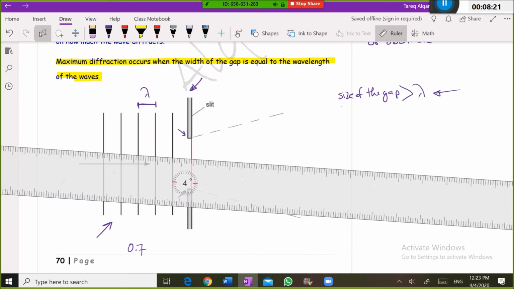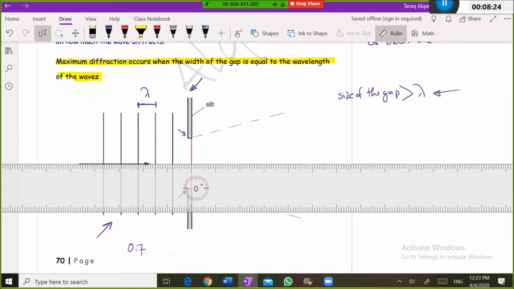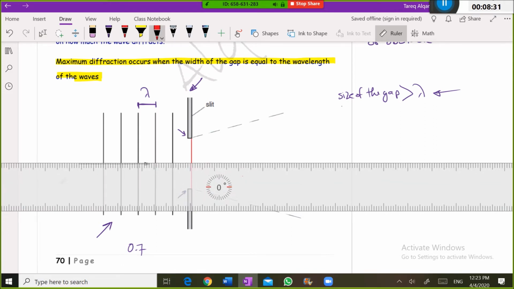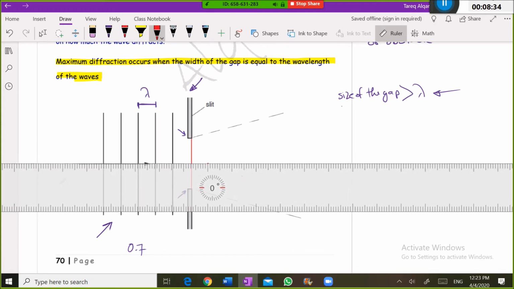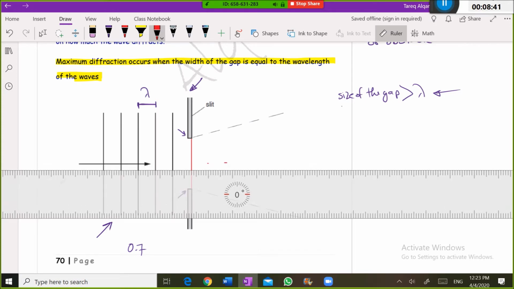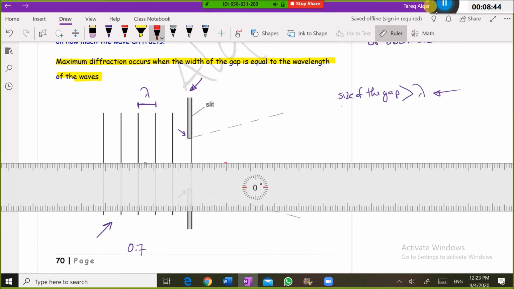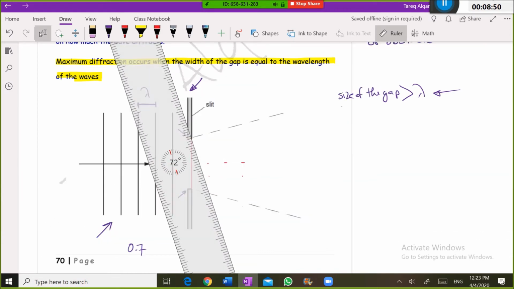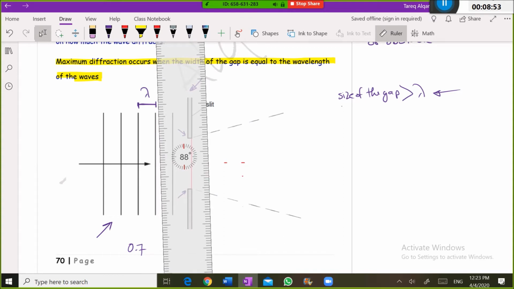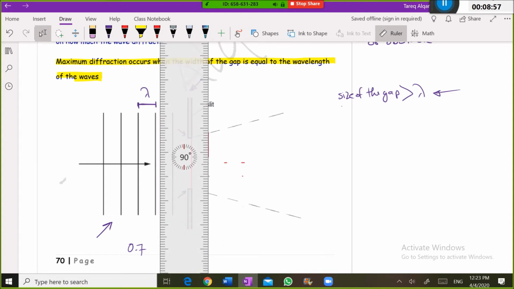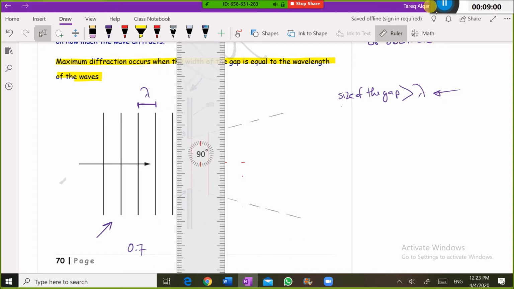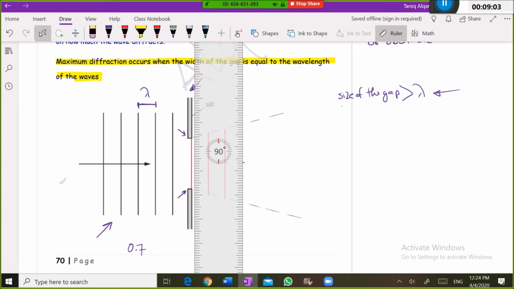Then using the same wavelength, I would draw the diffracted waves. 0.7, 0.7, 0.7. Three waves are enough. Draw plane waves. They must be separated equally.